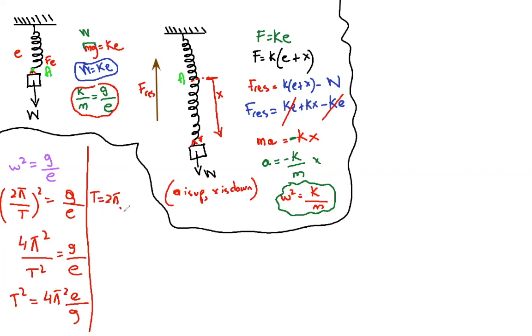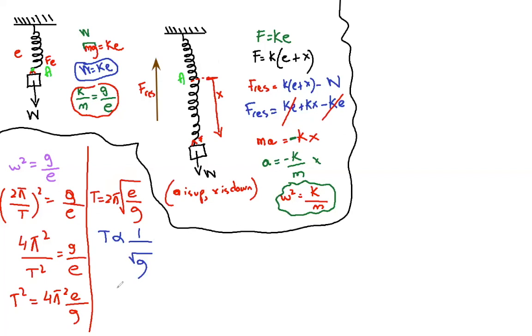So 2π under root l divided by g. That's what we got. Now, I know that l is more or less a constant, and I know that 2π is also a constant. Now check this out: I can say that T is inversely proportional to the under root of g.